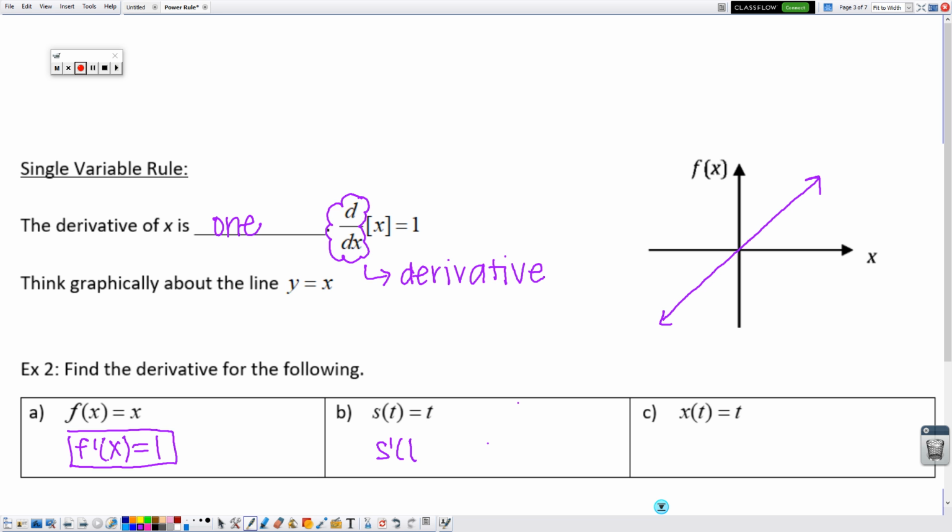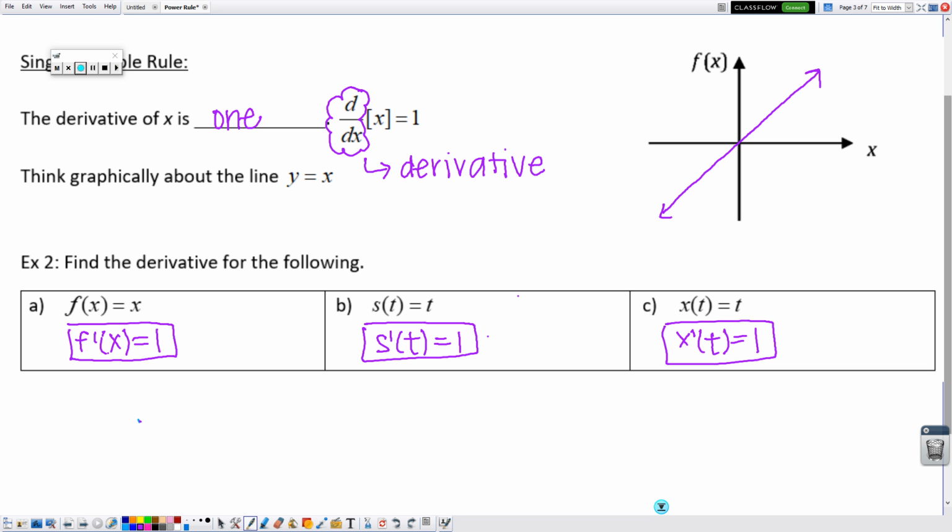Again, mostly dealing with notation here. s prime of t equals 1. x prime of t equals 1. Now, one thing that you want to know is that we could actually go through and instead of saying s prime of t or x prime of t, I could say d dt equals 1. That's the derivative with respect to t is 1. Okay? So just know that whatever variable they're using, they can do d, whatever it is. So d dx above, d dt right here.